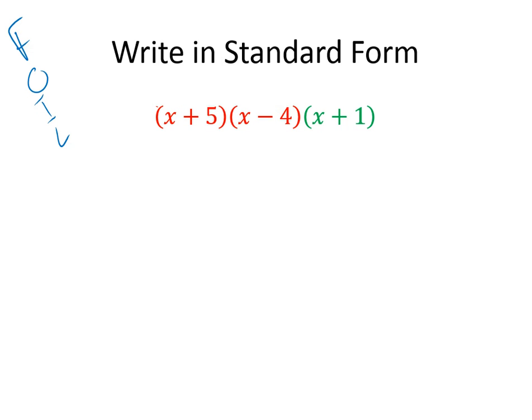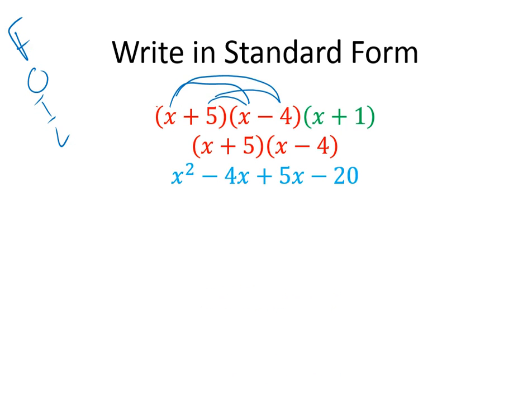Like you see here, I've got the first two in red, and then I've got the second one in green. So what you'll do is foil these first two. So the first, x times x, x times -4, 5 times x, 5 times -4. You would multiply those out and you get that blue function right there, and then you would simplify it down.